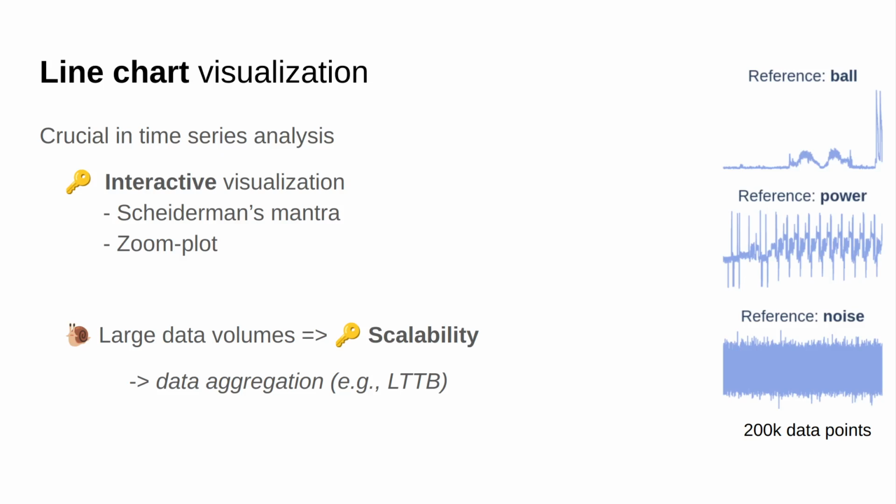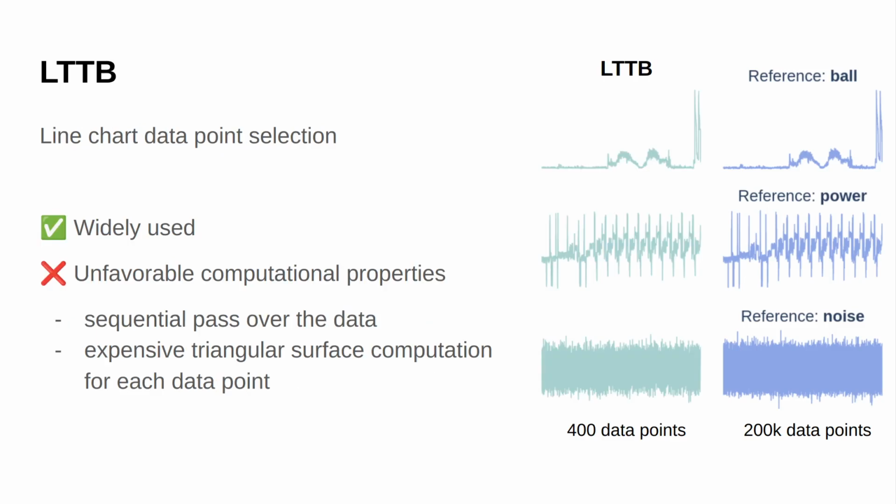One approach to realize scalable and interactive visualization is through data aggregation. LTTB stands for the largest triangle three buckets and is arguably the most widely used data point selection algorithm for line chart visualization. It aims to maximize the local triangular surface spanned by selected points. On the right we show a new column displaying the downsampled time series using LTTB.